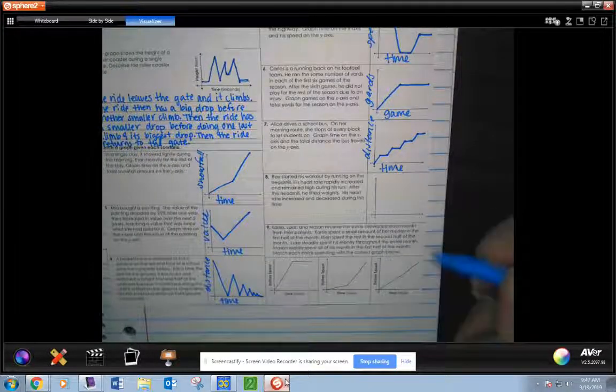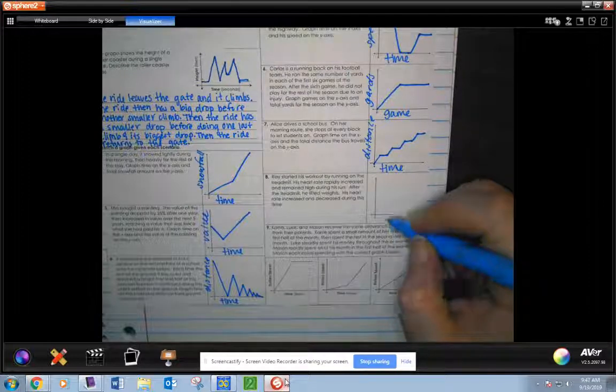Okay, number 8. Ray started his workout by running on the treadmill. His heart rate rapidly increased and remained high during his run. After the treadmill, he lifted weights. His heart rate increased and decreased during this time. Okay, so we want to put time right here, and we want to put heart rate right here.